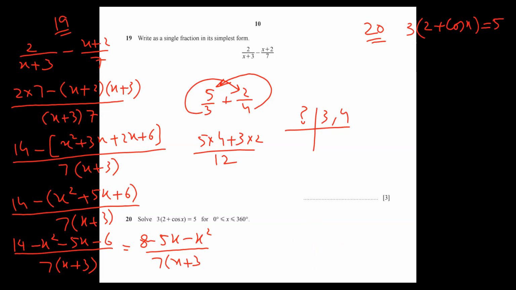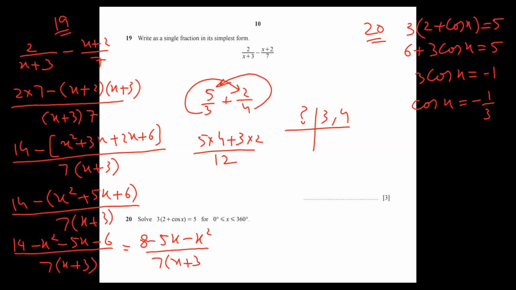So there are two techniques: either bring the 3 directly there or multiply the 3 inside. I think you feel it is easy when you multiply inside. 6 goes there, and I get 3 cos x equals negative 1. Dividing by 3, I get cos x equals negative 1 by 3.